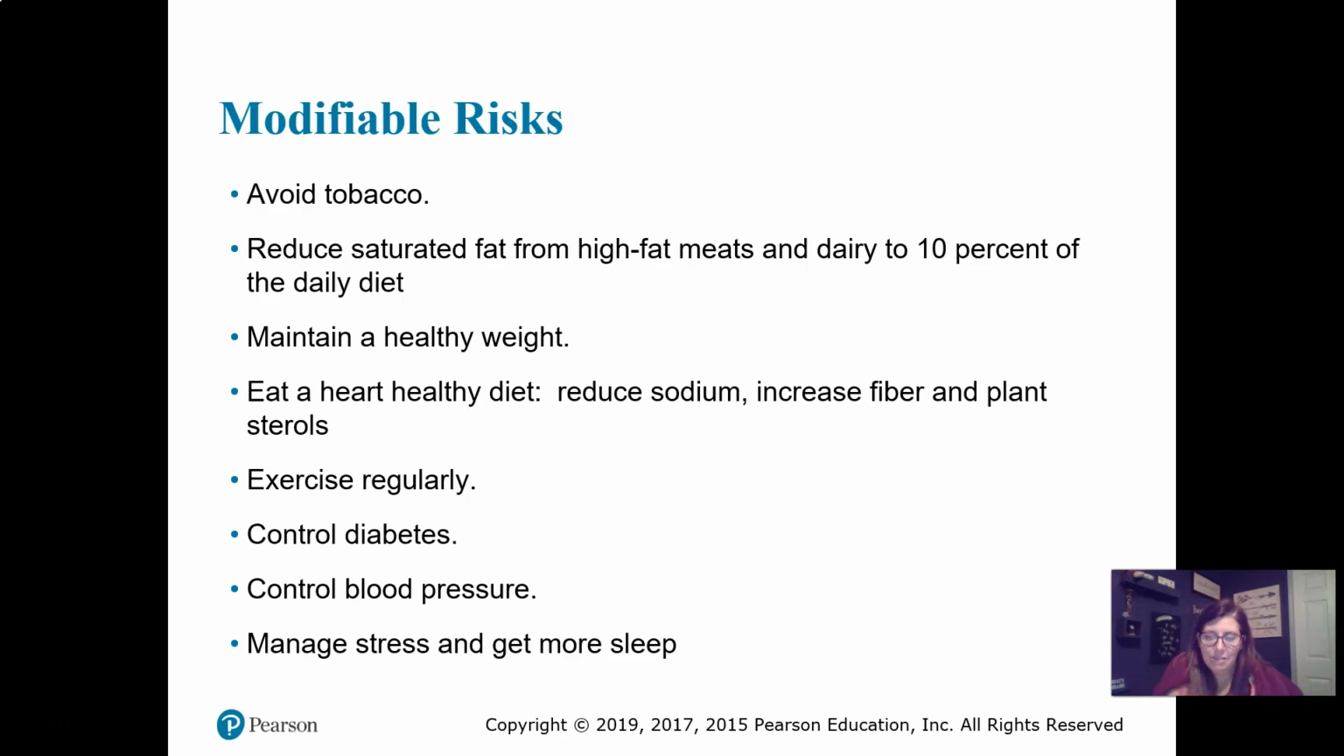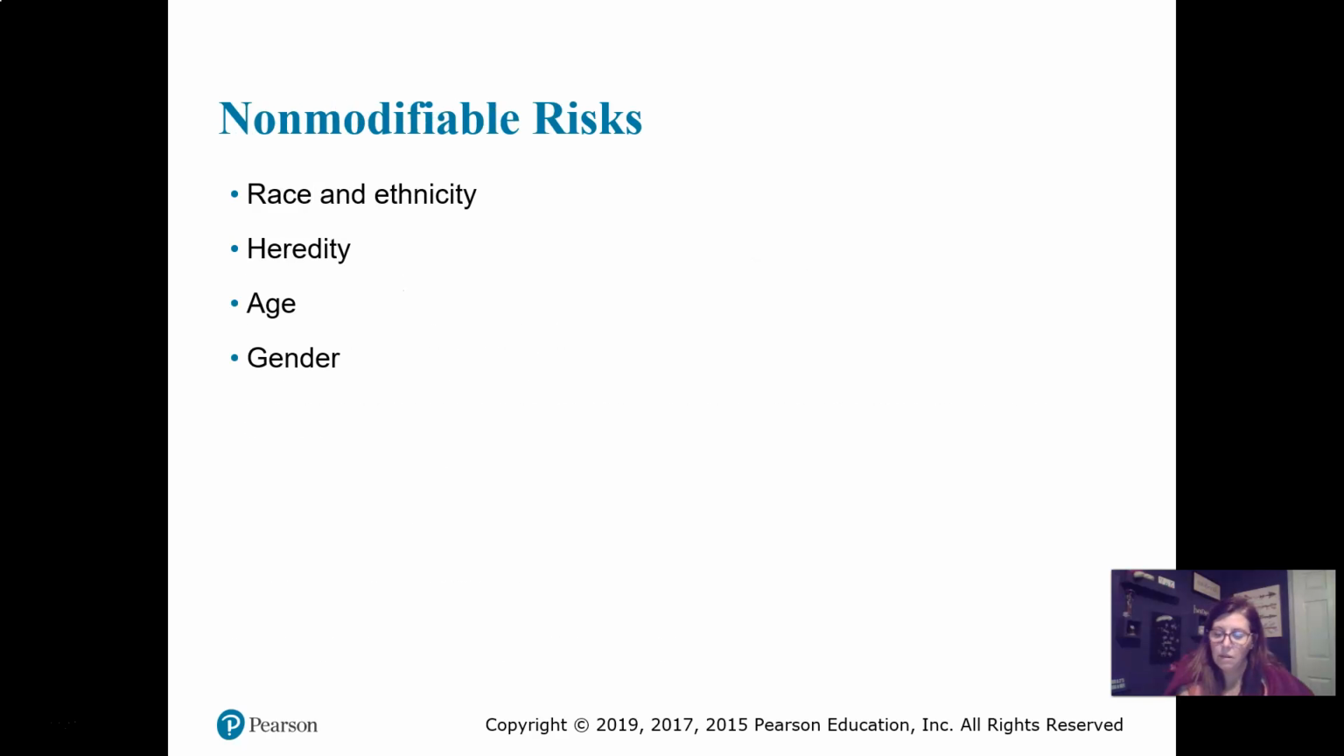Manage stress and get more sleep. Both acute and chronic stress may trigger acute cardiac events or even sudden cardiac death. It's actually been studied as potentially one of the leading contributors. So it can also increase the risk of hypertension, stroke, and elevated cholesterol levels. Sleep deprivation may also increase those risks. Some risk factors for CVD cannot be prevented or controlled, such as race and ethnicity, heredity, age, and gender.